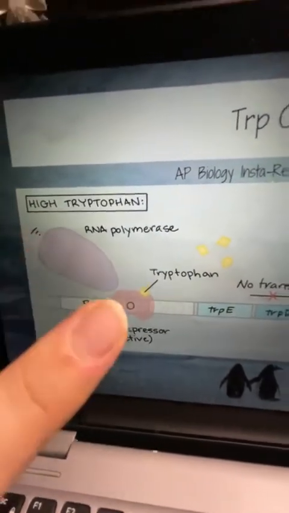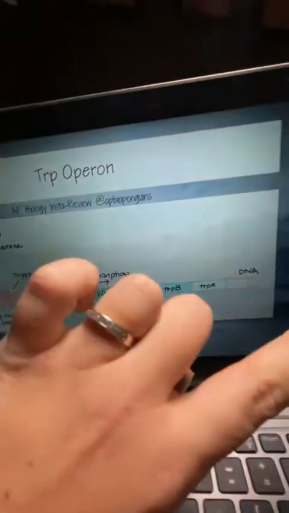And so because of that, now I'm no longer going to be making tryptophan. Well, that's fine. I have enough tryptophan. I don't need any tryptophan. So this is a way to have negative feedback, right? Instead of wasting resources, the product comes back and inhibits the process, so we will not waste resources or energy.